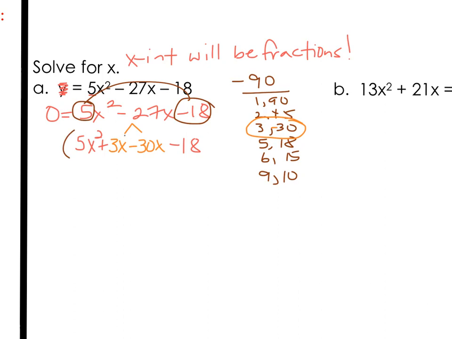Group the first two terms and group the second two terms. 5x squared and 3x, again, all we can take out is an x, and we have 5x plus 3 left over. Negative 30x minus 18, we've got to take care of that negative for sure. 30 and 18, I know 2 goes in, 3 goes in, 6 would go in, and that's the biggest factor. So let's factor that out. Negative 6 goes into negative 30x, we'd have positive 5x left over. And negative 6 goes into negative 18, positive 3 times.